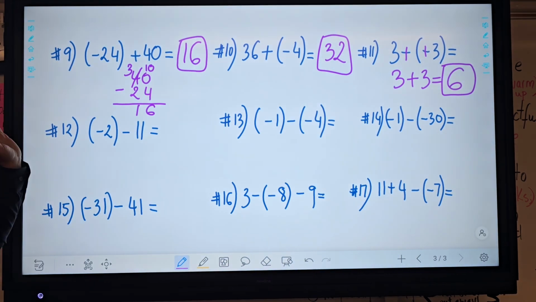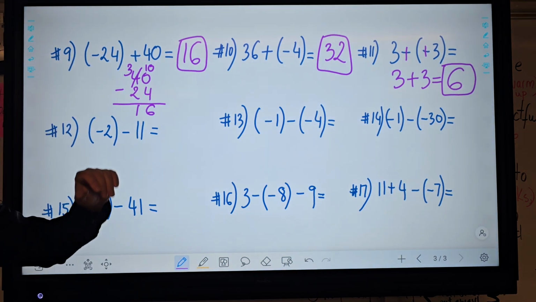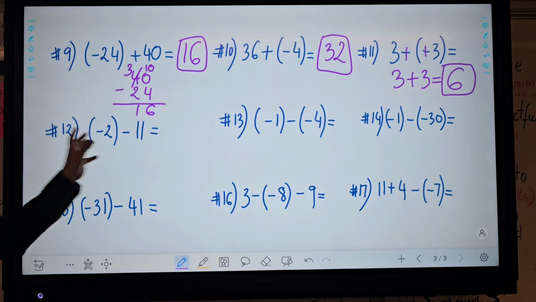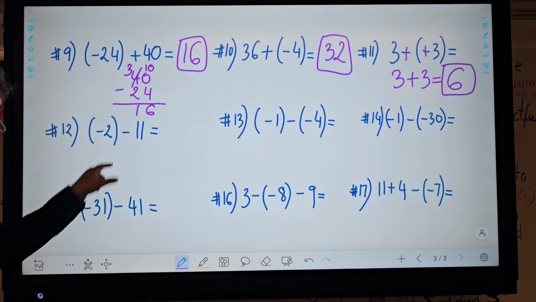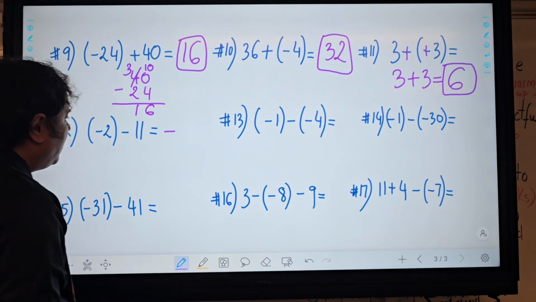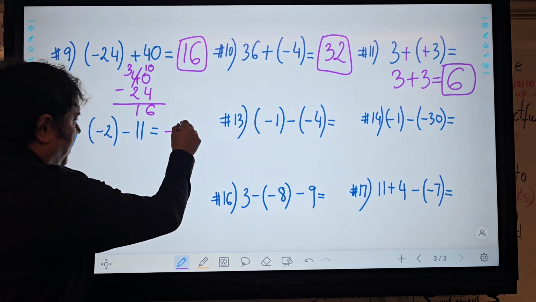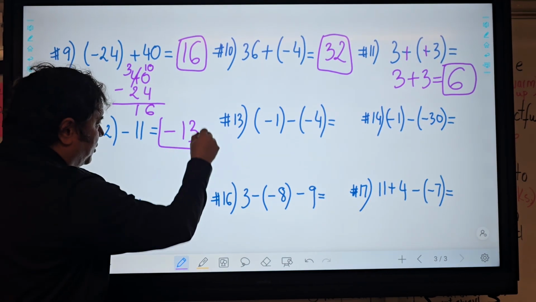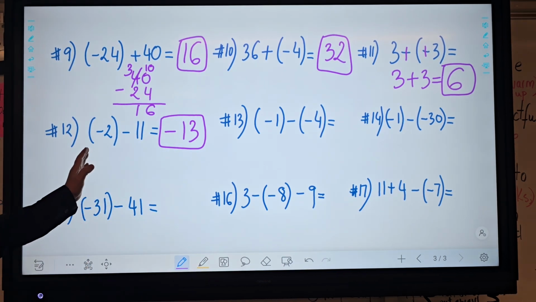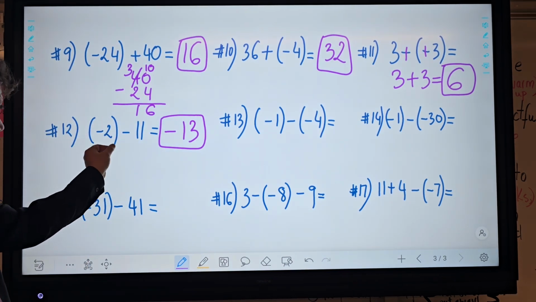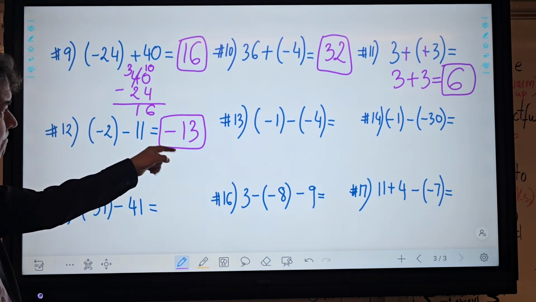Number 12, we have negative 2 and negative 11. Same signs, add, and keep the sign. So we are going to keep the sign and add the numbers. 11 plus 2 becomes 13. Final answer, negative 13. Okay? Not hard. Same signs, add the numbers, and keep the sign.